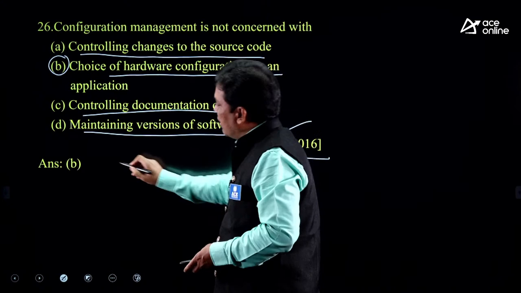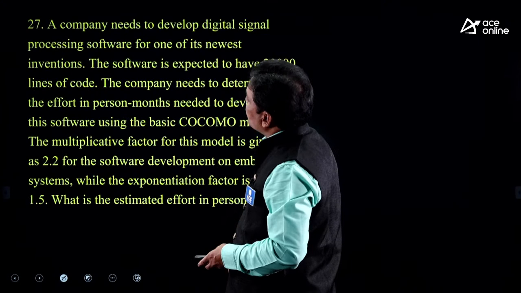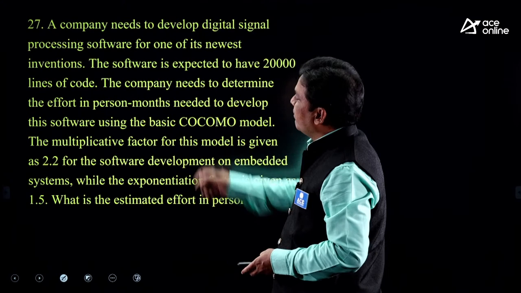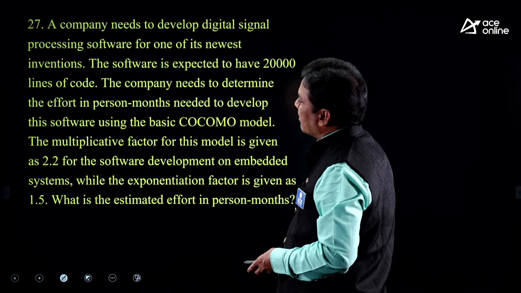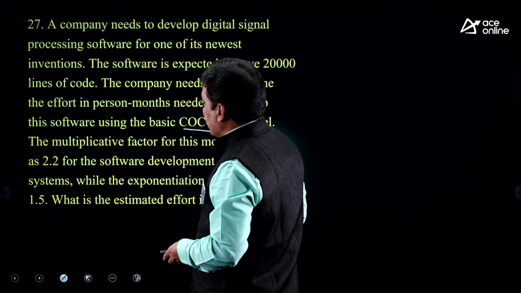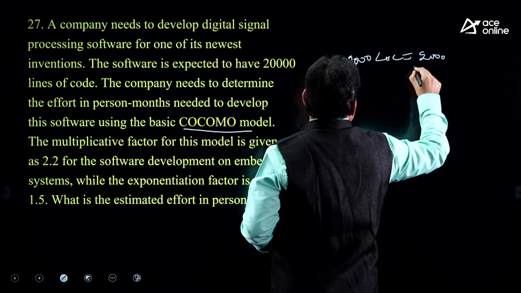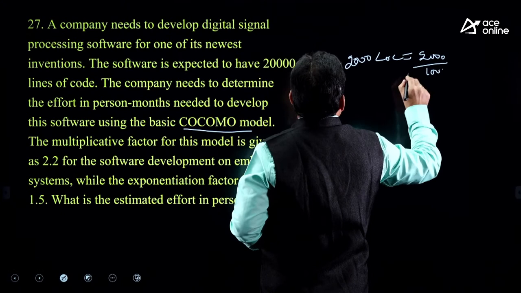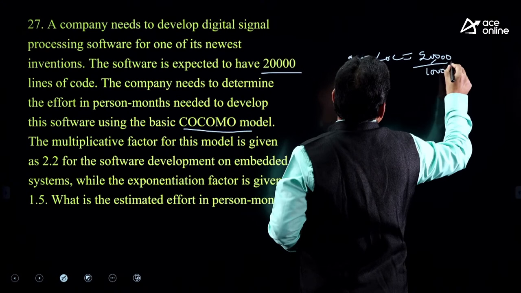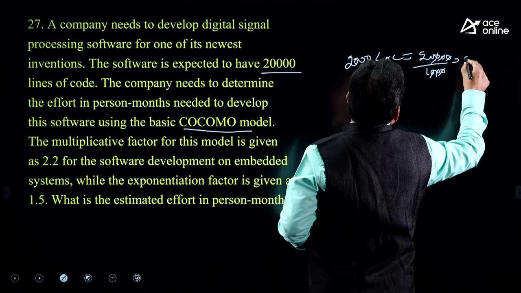Coming to the next question, a company needs to develop digital signal processing software for one of its newest inventions. The software is expected to have 2000 lines of code. The company needs to determine the effort in person months needed to develop this software using the basic COCOMO model. So what is the lines of code here? 2000 lines of code, LOC, converted to KLOC, 2000 lines of code divided by 1000. So, how much do we get here? 2 KLOC. And what are the factors here?